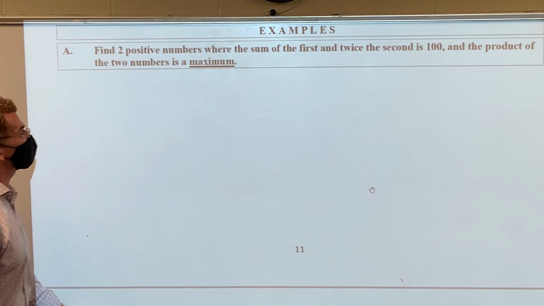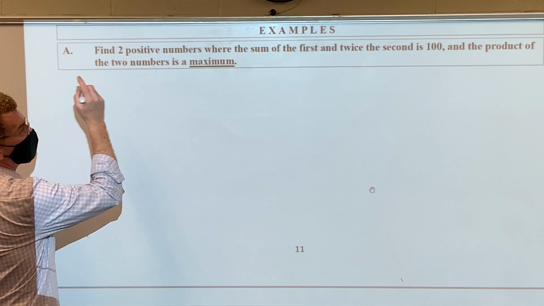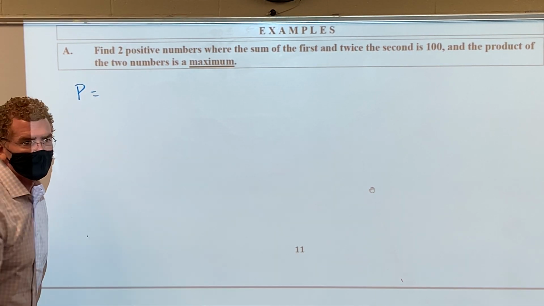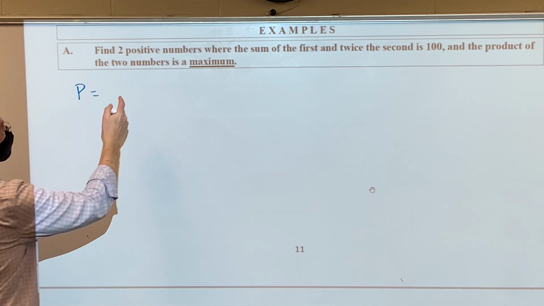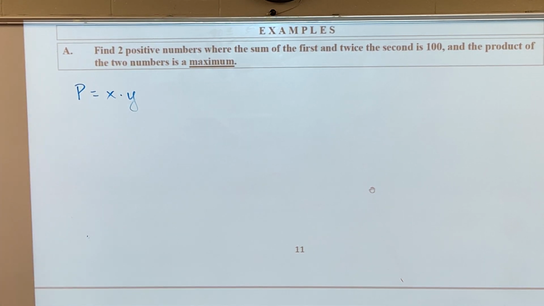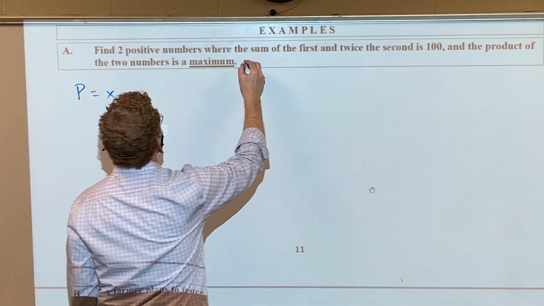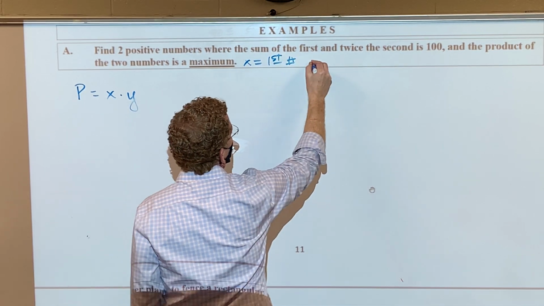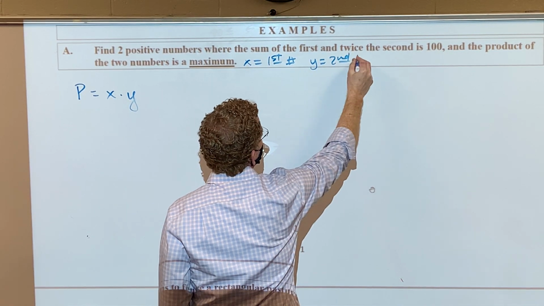So if I set this up, I could say, okay, I'm maximizing the product. You could say P for product. And if you want, you could say, well, I don't know what the first number is, and I don't know what the second number is. So P equals XY if I want. Where X is the first number. If you want to label it all, Y is the second number.